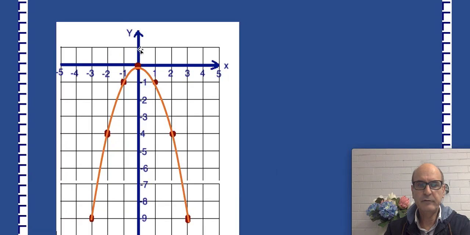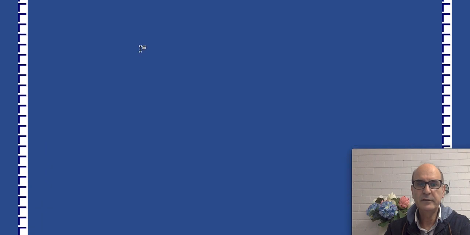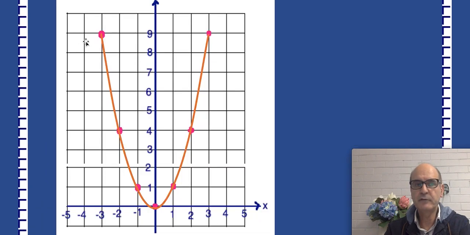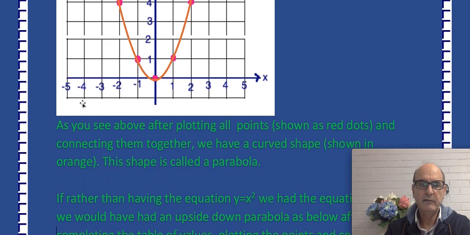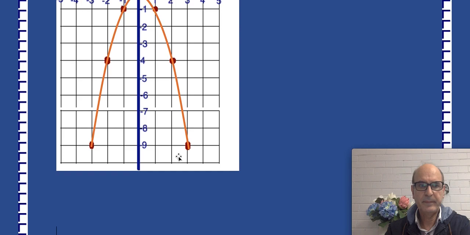Sometimes they call it a frowny face, but y equal to x squared is a smiley face. This was y equal to x squared. It made a smiley face, and y equal to minus x squared, which was that, makes a frowny face. All right.